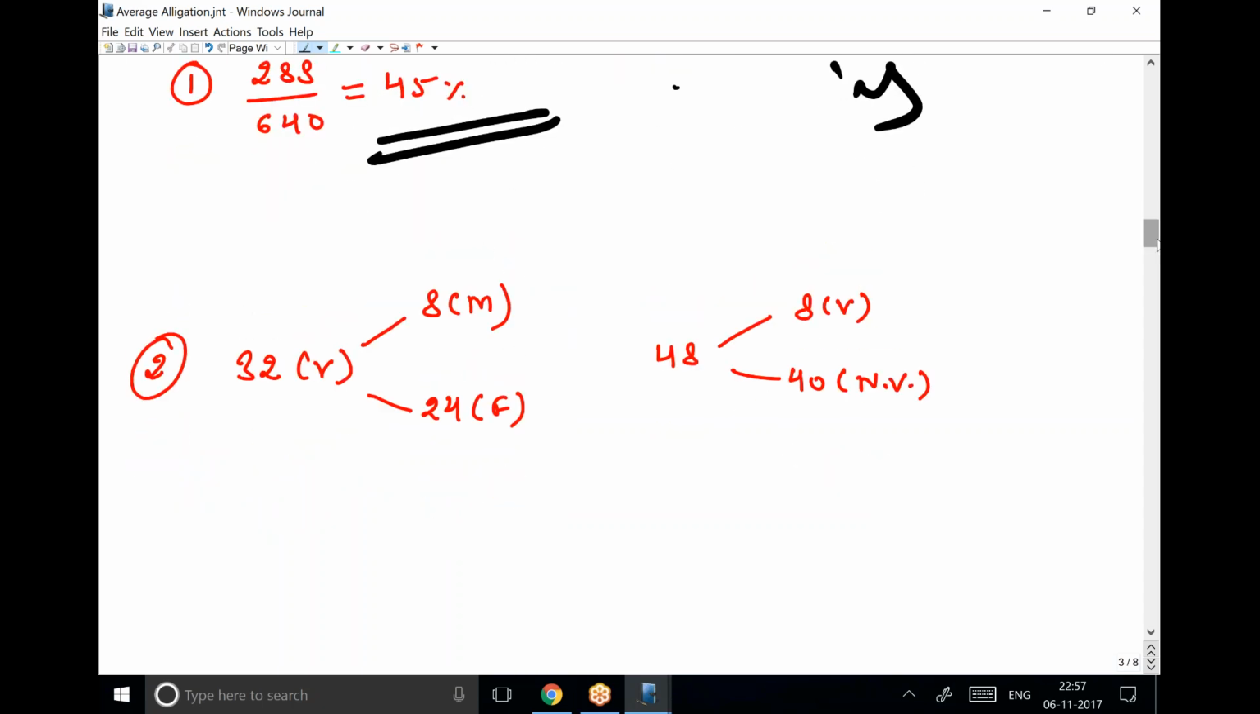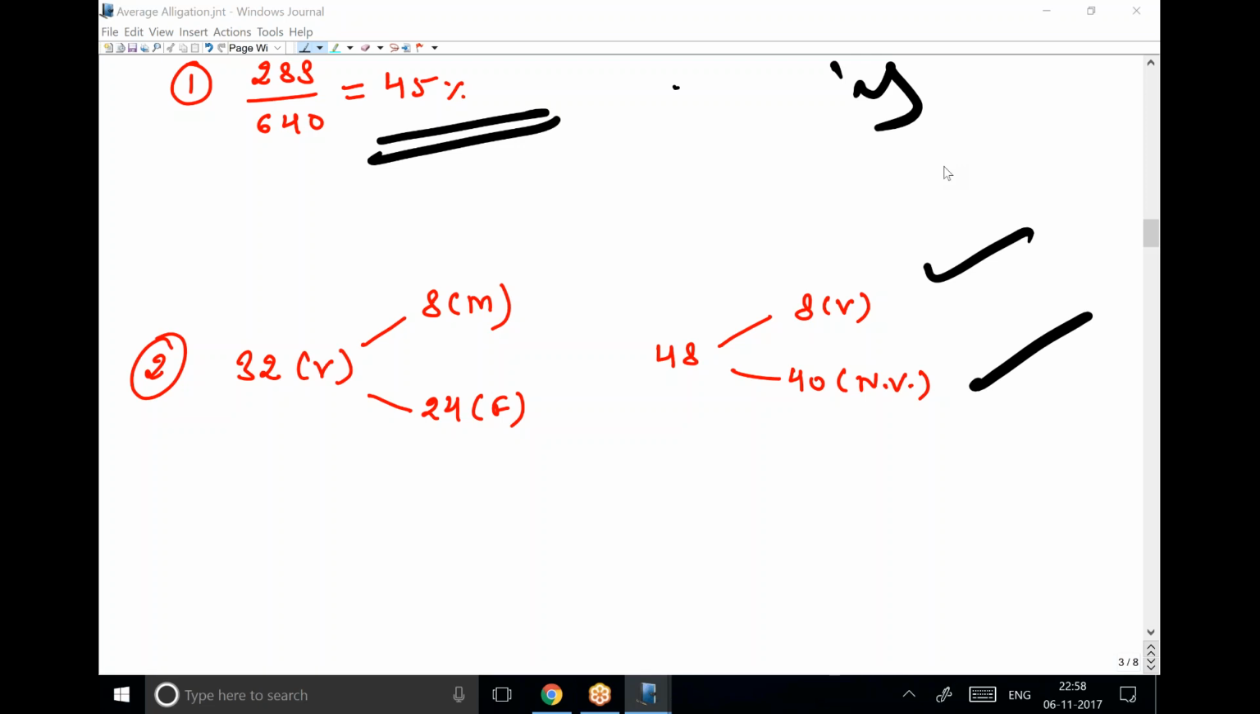Similarly, look at question number 2 here. In question number 2, you can immediately see out of 32, 8 are male and 24 are female. Out of 48, 8 are vegetarian and 40 are non-vegetarian. Right. So the right answer for this particular question, we can immediately say, comes out to be answer option D for Delhi. So the right answer for this question is 16 here, which is D for Delhi.